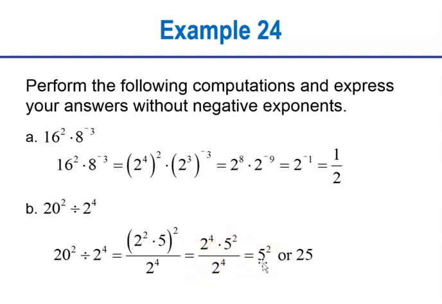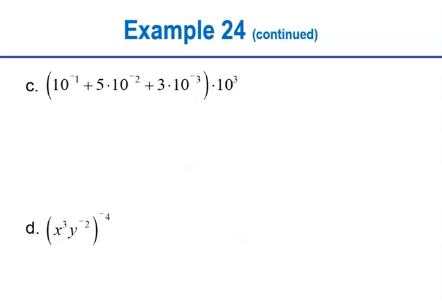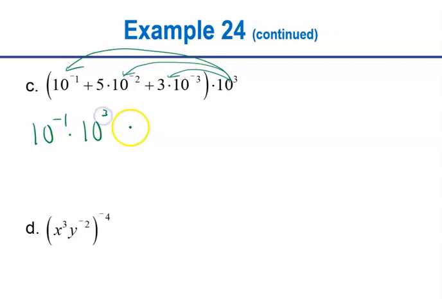Is that the only way to do it? Certainly not. We did it a different way, right? Right, what can we do with this next example? Well, to me, it's screaming distributive property. So I'm going to multiply this 10 to the 3rd inside to each one of these terms. I'm just going to write it. So it's going to be 10 to the negative 1 times 10 to the 3rd plus 5. I want that to be a 5.